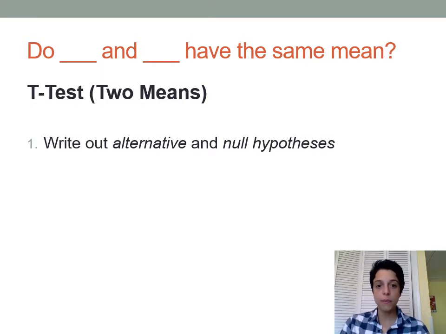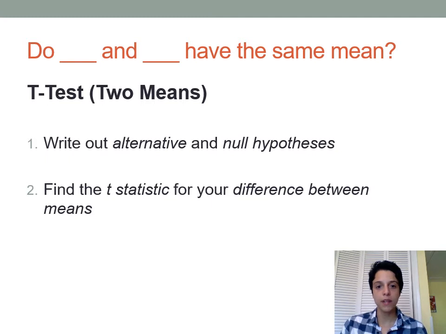So our first step is going to be to write out research and null hypotheses. Again, your null hypothesis is some statement about the world that you may be able to find evidence against using this test. And your research or alternative hypothesis, which is what's going to be written on the slide, is just the opposite of your null hypothesis. So it's what's true if you find evidence against your null hypothesis.